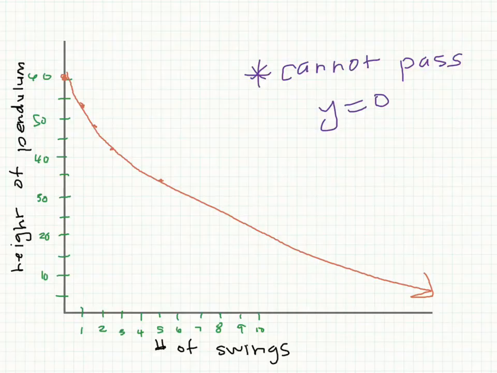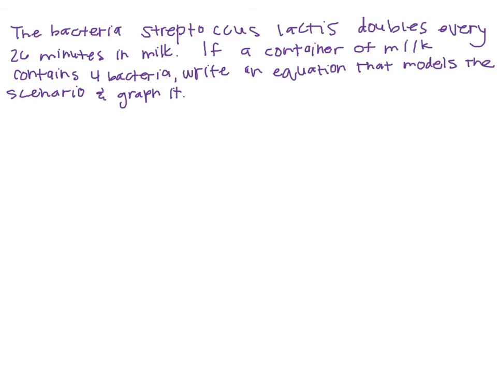Let's look at one more example together. So our next example is the bacteria, Streptococcus lactis, I'm sure I said that wrong, doubles every 26 minutes in milk. If a container of milk contains 4 bacteria, write an equation that models this scenario and then graph it.